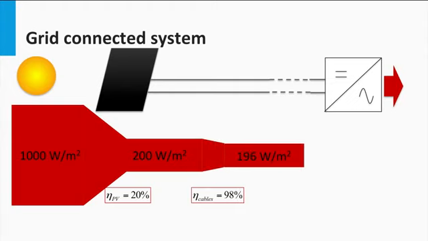Therefore, the DC power per area going to the inverters is 98% of 200, which is 196 watts per square meter. Now let's go to the inverter.